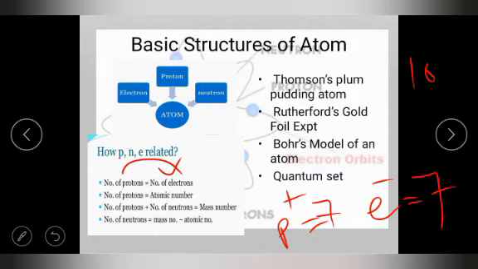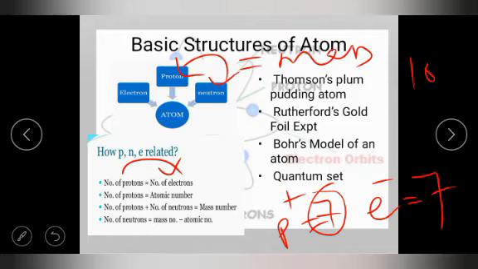The number of protons is called the atomic number. The element which has 7 protons has an atomic number of 7. Okay, now the number of protons plus neutrons: these two, proton and neutron, make up the mass of any atom. This is called the mass number.